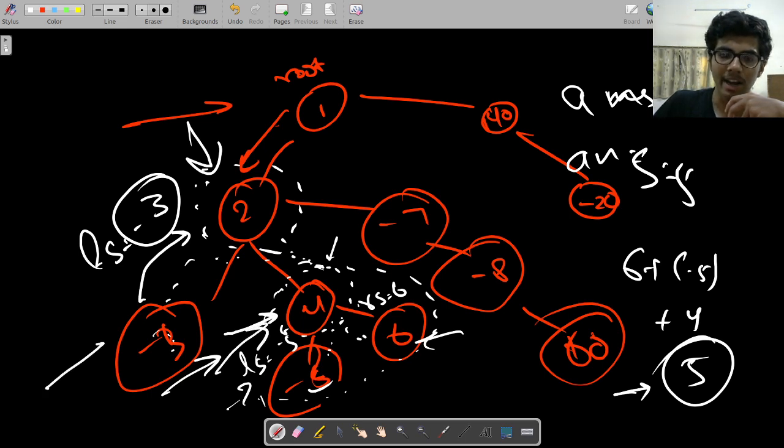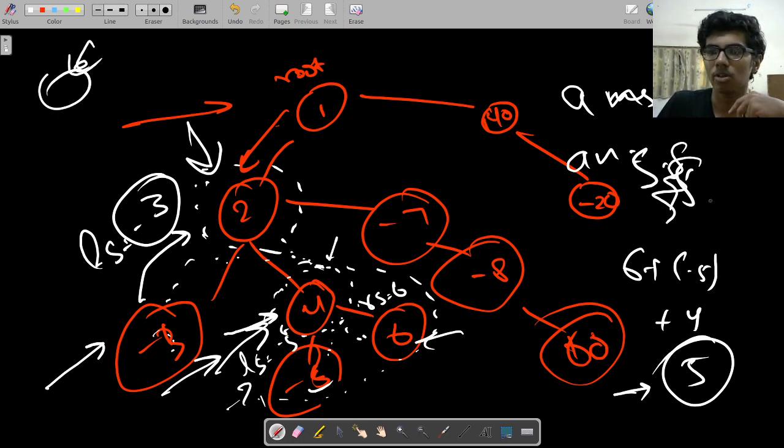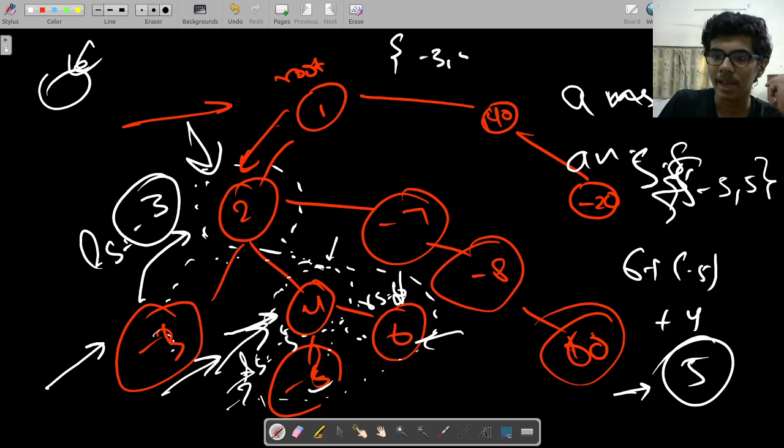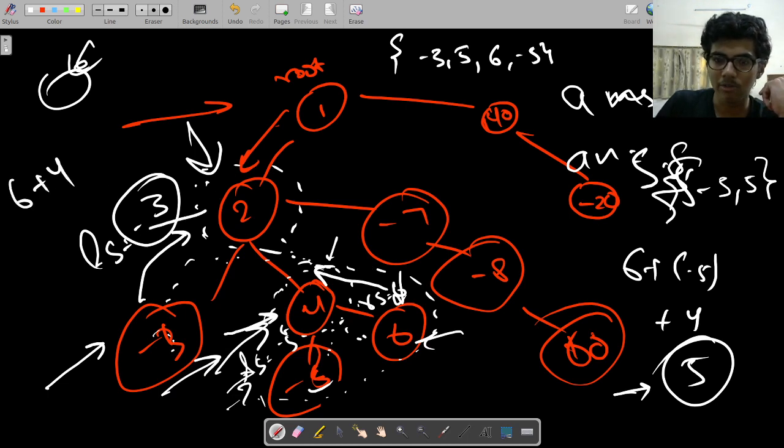This is 5. Earlier I also found minus 3 as my answer, but it is only for a single node. So my minus 3 is also there and the 5 is also there. I also have minus 5 and 6 as values, so this means my answers are minus 3, 5, 6 and minus 5 till now. But now here I need the maximum, so I will go for 6 plus 4 because now I am solving for this subtree. So I am going to the right of that.